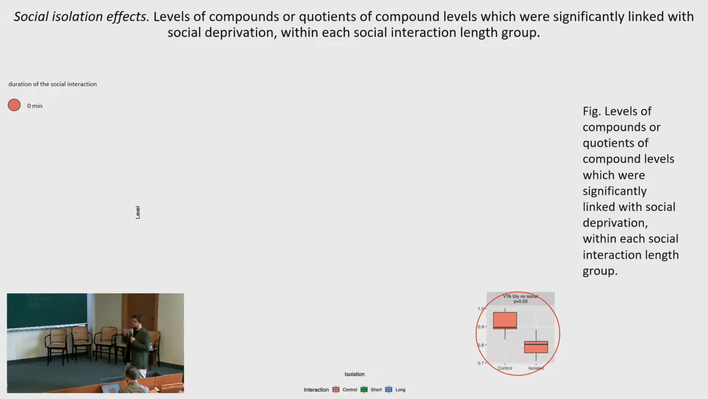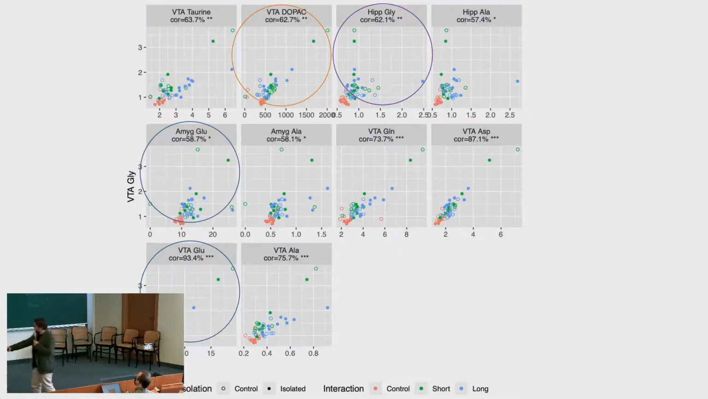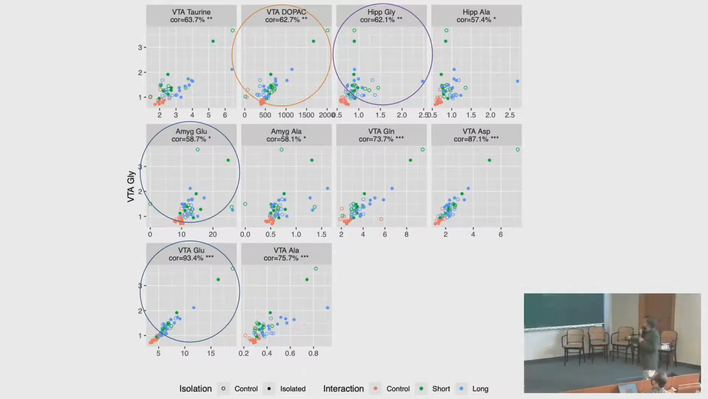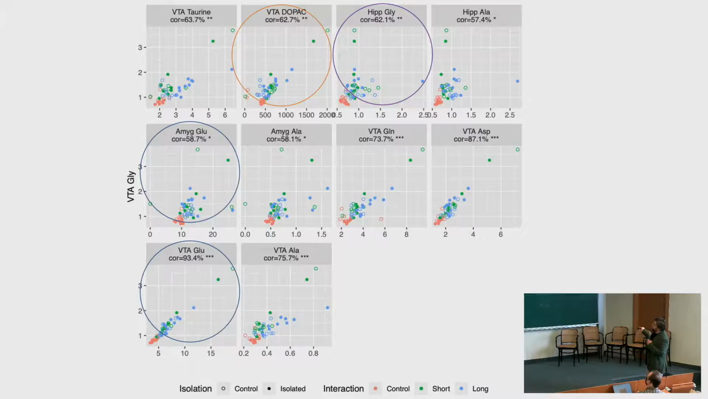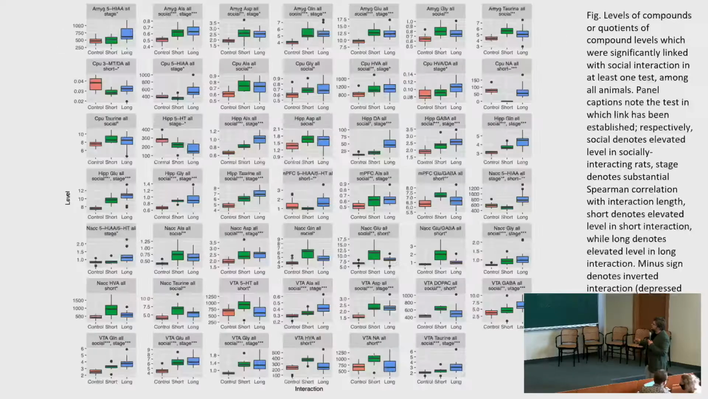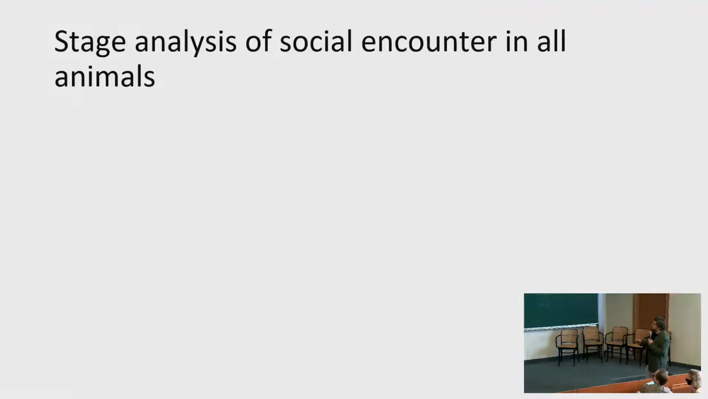The only parameter that differentiated animals which were not preceded through the social interaction was the glycine in the VTA. And the glycine in the VTA rises during social interaction, and positively correlates with the dopamine metabolites in the VTA, and also with the glutamate levels in the amygdala and in the VTA. To understand what was happening, we did the stage analysis for the social encounter in all animals.